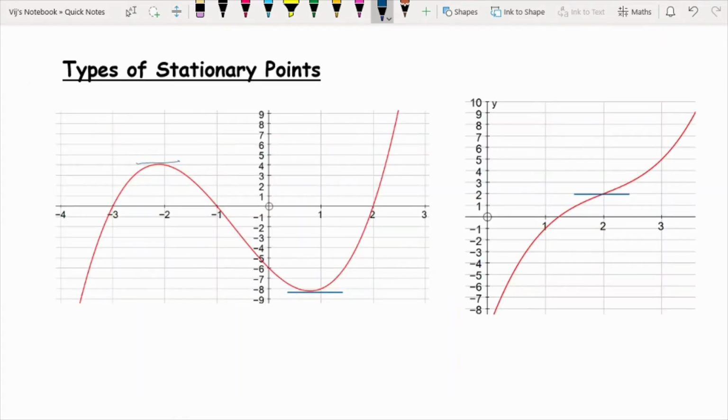So the next thing we move on to are the types of stationary points that you can get. Now there are 3 types of stationary points that we can identify.